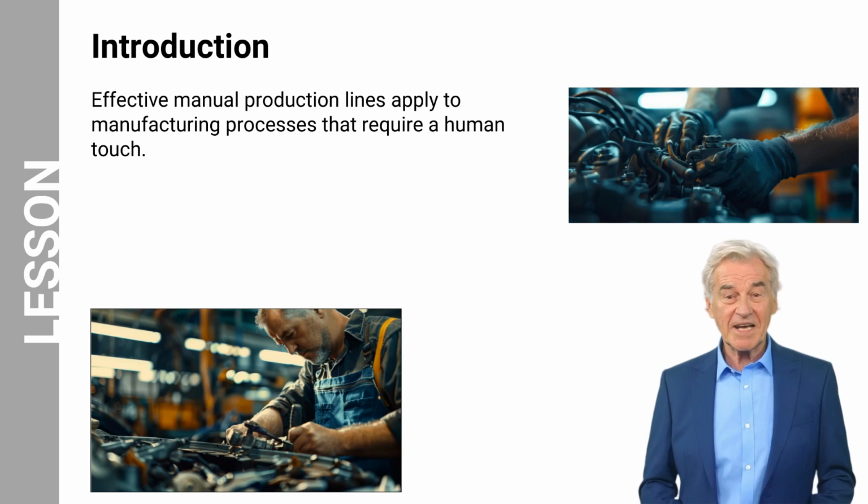Though machines are a valuable tool in production, some products require human touch to achieve certain assembly processes. So, how can a company efficiently produce products that are manually created? There are various steps involved in effective manual production.